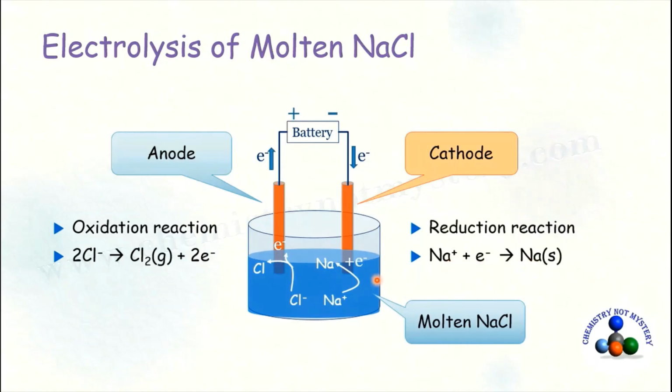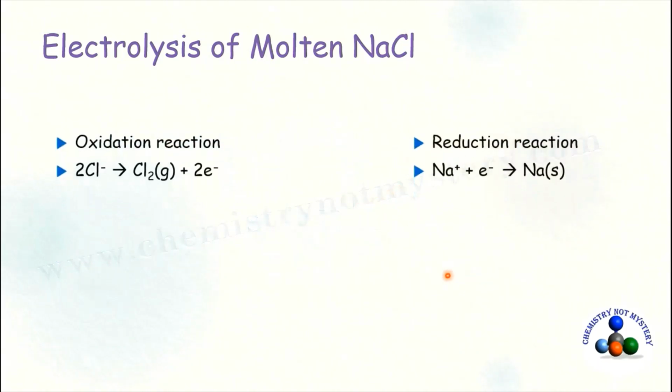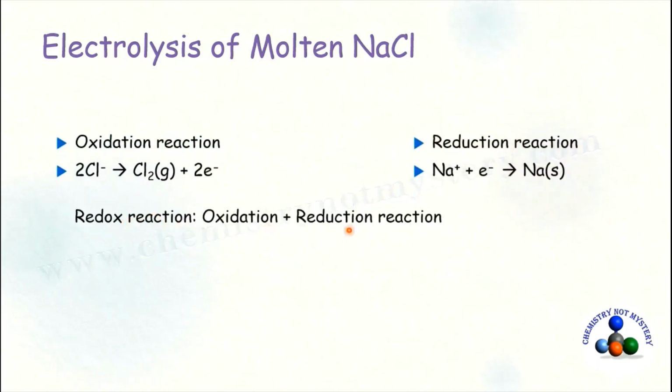Now let's combine oxidation and reduction reaction into redox reaction. When you combine both the reactions, you will get redox reaction. So here we will write 2Cl negative gives Cl2 gas plus 2 electron. This is the oxidation reaction. Now write the reduction reaction. So here Na plus electron gives Na solid.